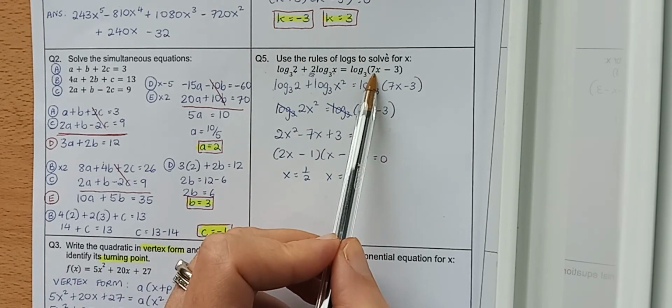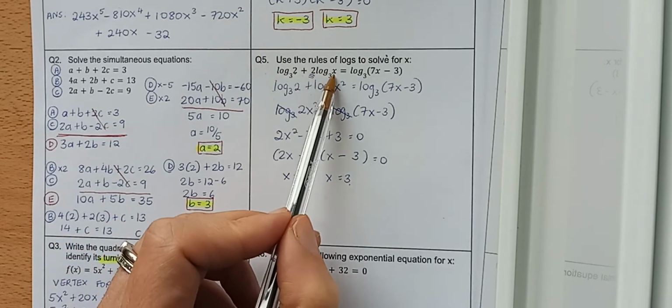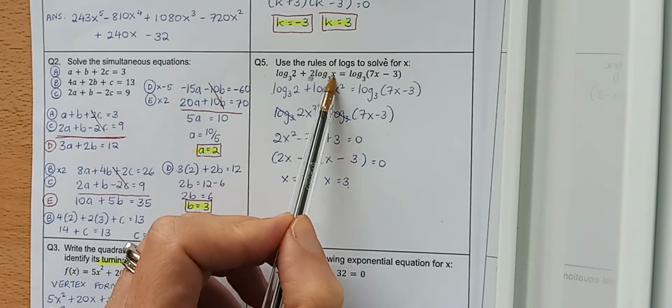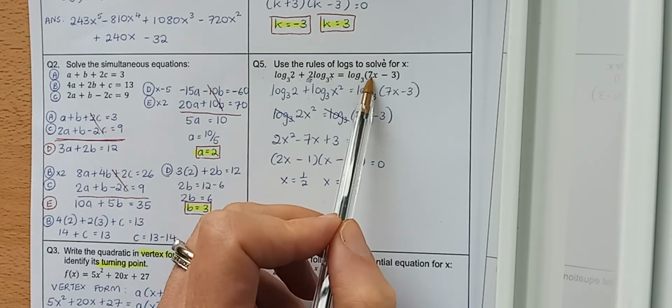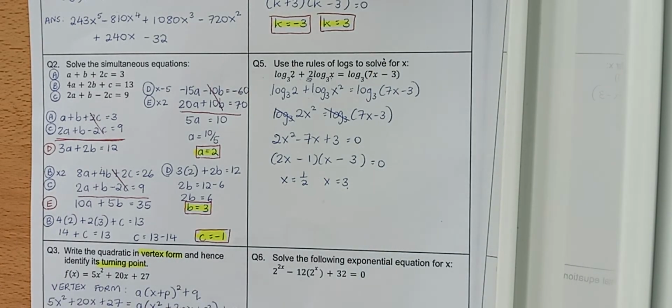Positive, no problem. Let's check the half. Yeah, a half, it's a positive half, so a half can go in there, that's fine. And you put a half in here, you get 3.5, 3.5 take 3 is a positive number. That's fine, I can take both those answers. Job done, on we go then on to question 6.